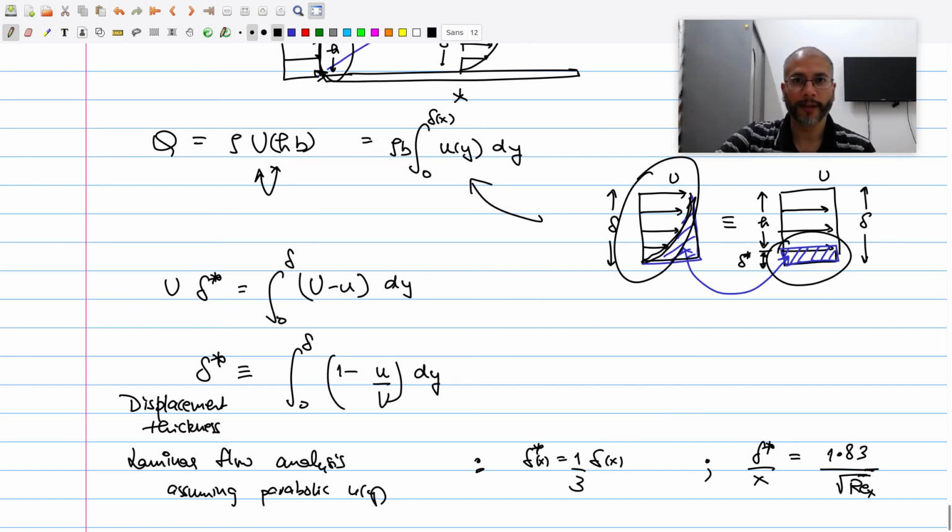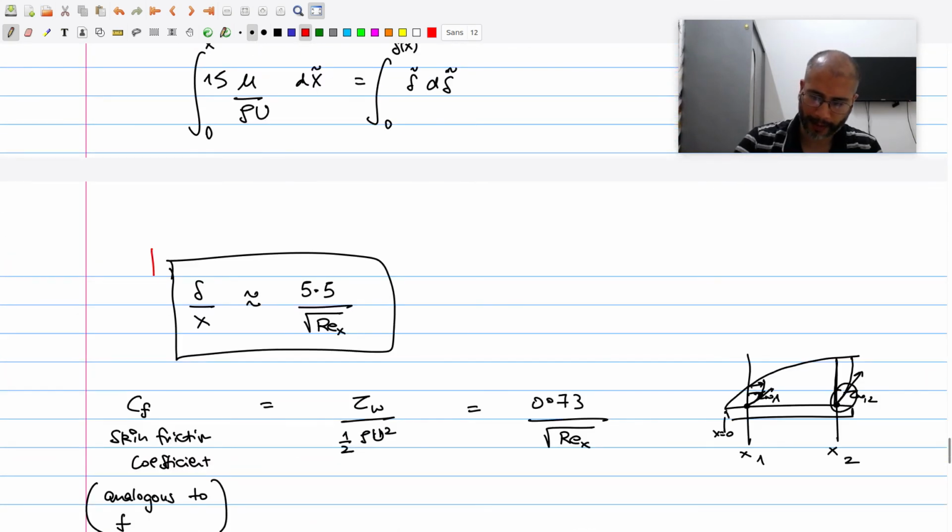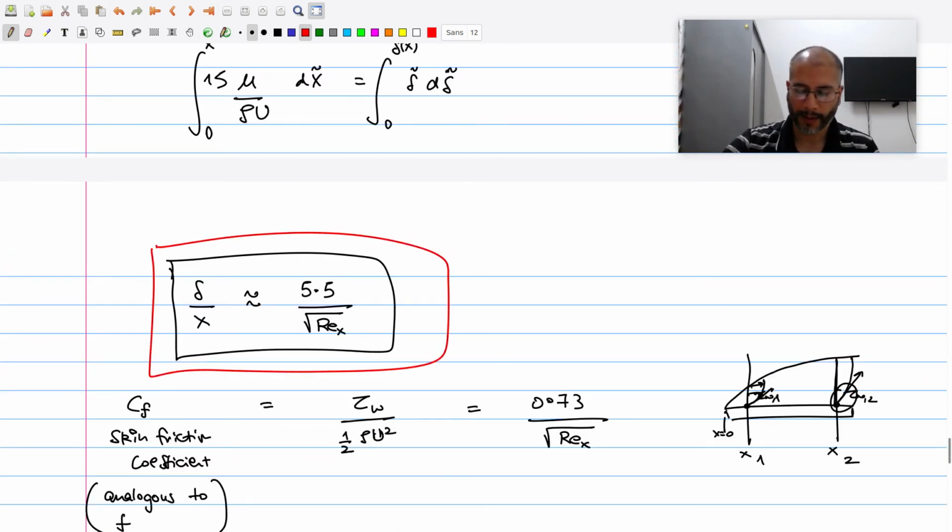In the next lecture we will go to the differential analysis and we'll actually solve the equations and solve for the actual velocity profile, which is close to parabolic but not exactly parabolic, and we'll see what sort of relations we get for these expressions, which are delta star, the displacement thickness, and delta, the boundary layer thickness, and of course the velocity profile. So we'll compare that with von Karman's analysis, which was based on assuming a parabolic velocity profile.